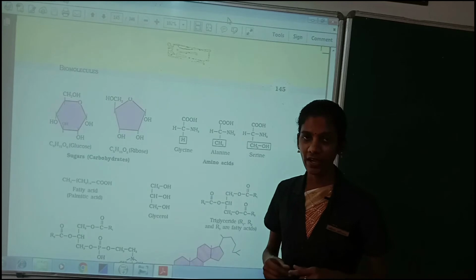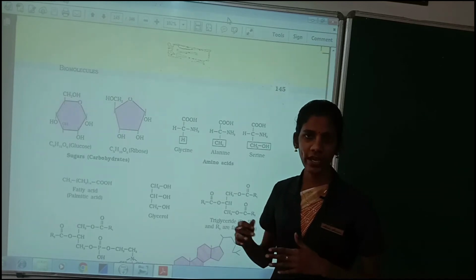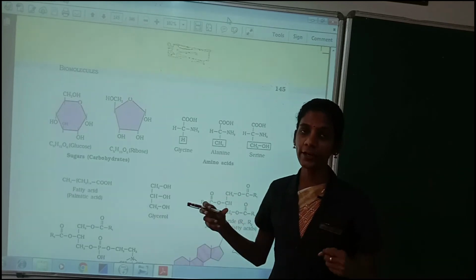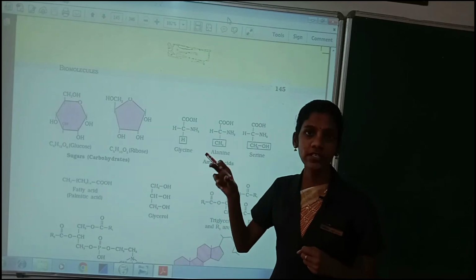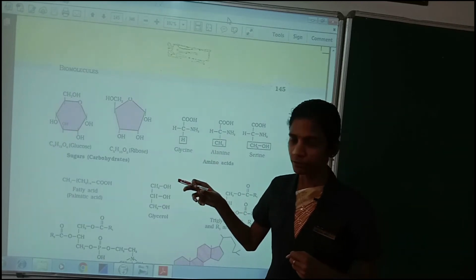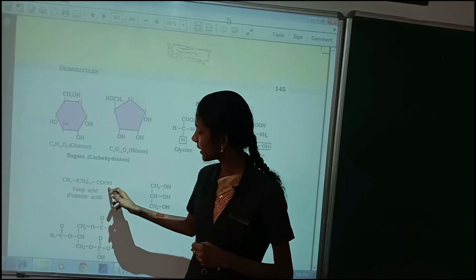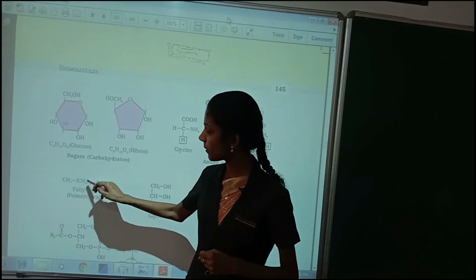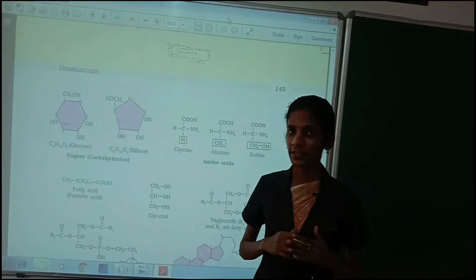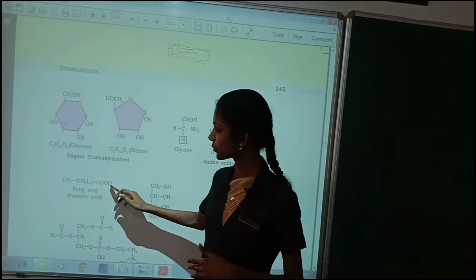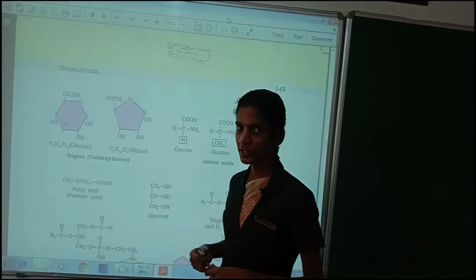So what is meant by fatty acid? Fatty acids are the organic acids that contain an elongated hydrocarbon chain with a carboxyl group at its end. Okay, here you can see a carboxyl group at the end of this fatty acid, palmitic acid. Along with this carboxyl group, we can see certain R group also. ഇതിനോടൊപ്പം തന്നെ നമുക്ക് R ഗ്രൂപ്പും കാണാനായിട്ട് പറ്റും.